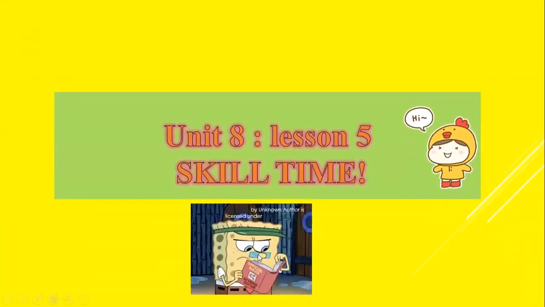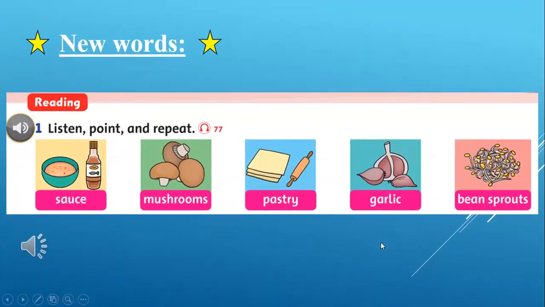Now class, check out your student book. Unit A, Lesson 5, Skill Time. First of all, we will look at these new words. First, I want you to listen and point. Listening 77. Listen and point.